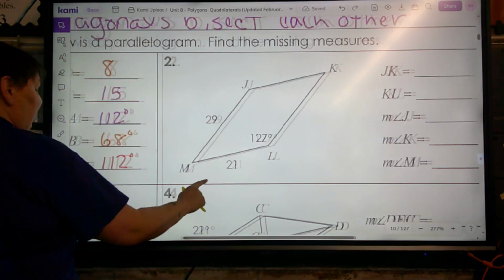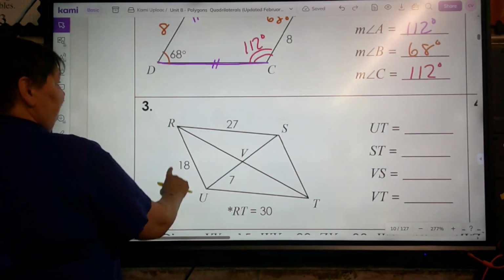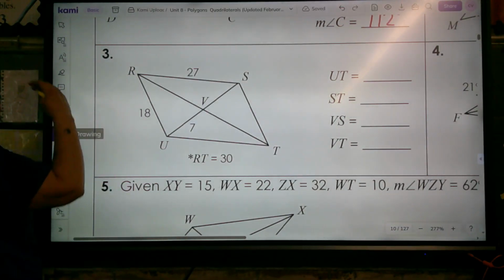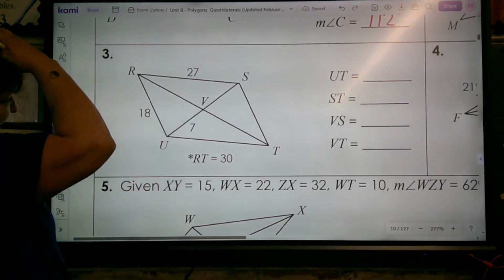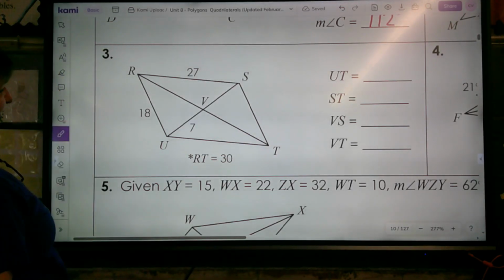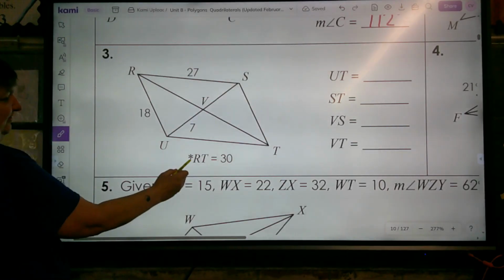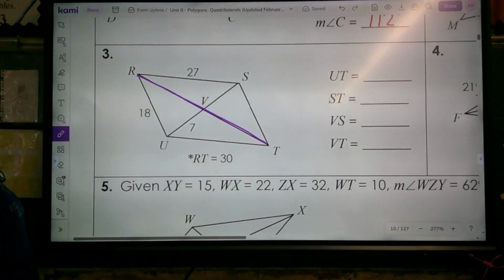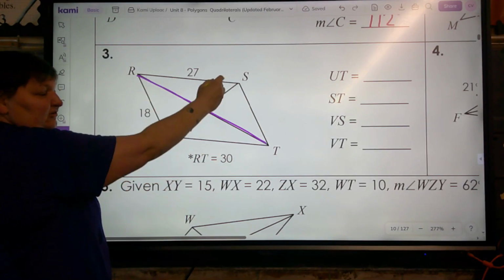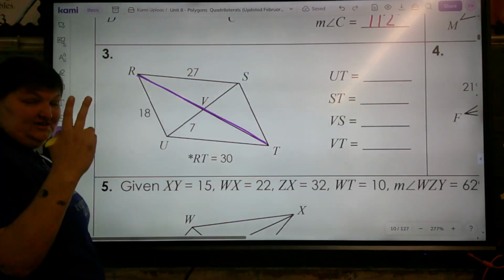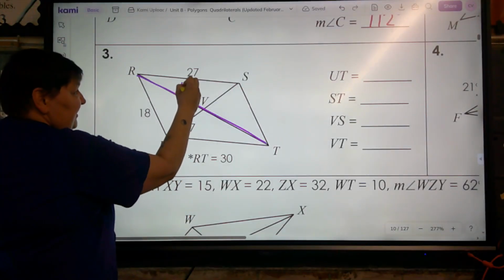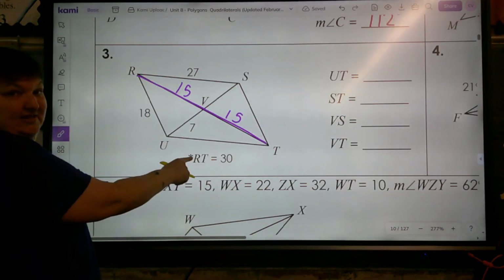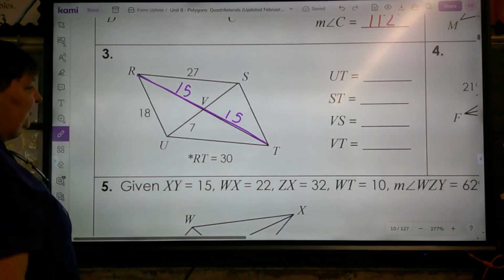Alright, so you have your smiley, hopefully. You come back and do number 3. Well, let's do it together. Alright, let's see what we got. It tells us some things. Oh, interesting. It tells us that R to T is 30. And we know that when the diagonal lines cross, they bisect, cut it into 2 equal parts, which means this has to be 15 and this has to be 15. I'm going to go ahead and write it. They gave me that knowledge, which means I'm going to need it. Right? What else do I know?